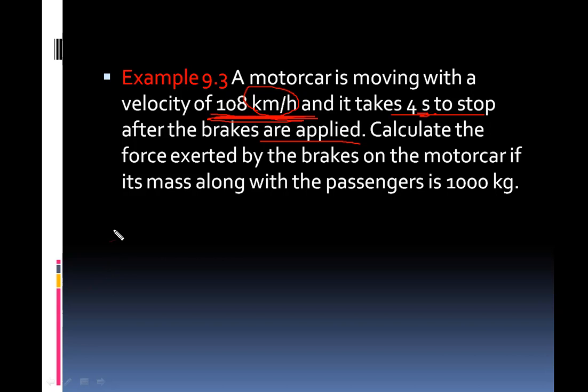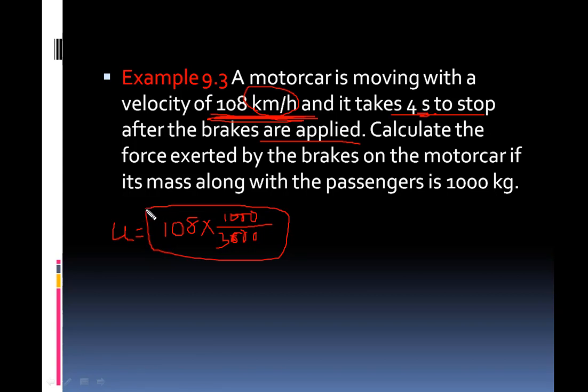So here initial velocity of the motor car is 108 kilometer per hour. If you want to change it into meter per second, 1 kilometer is equal to 1000 meter. 1 hour equal to 3600 second. So you solve this one. After solving, you will get a value in meter per second. Now brake is applied for 4 seconds. Time is 4 seconds.